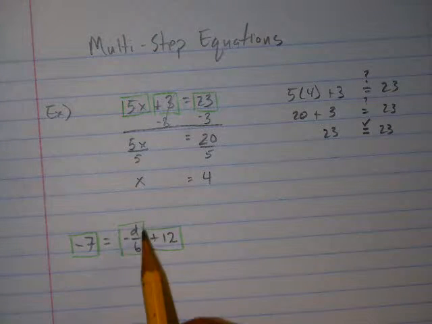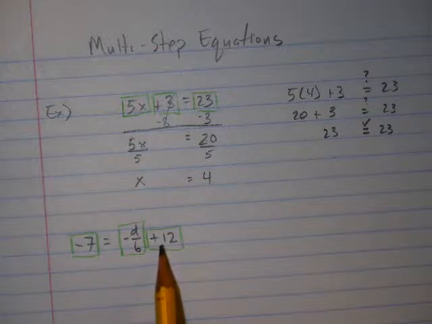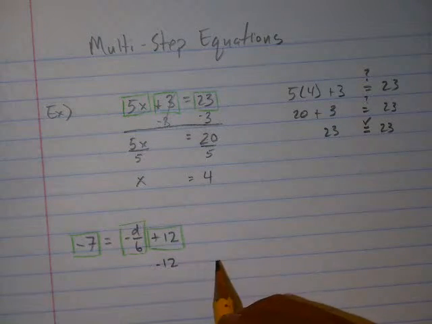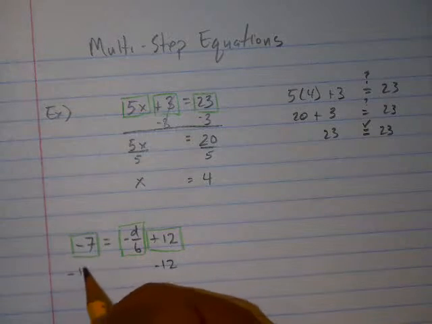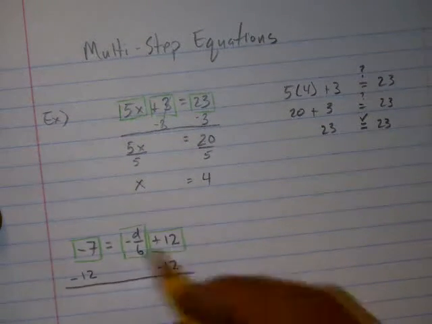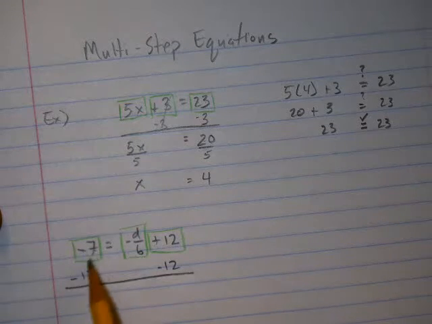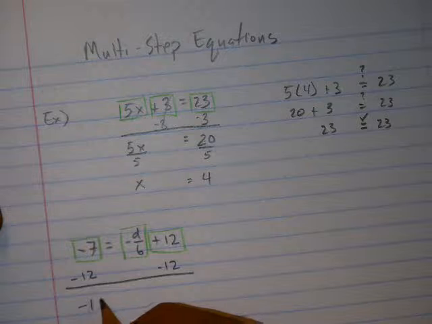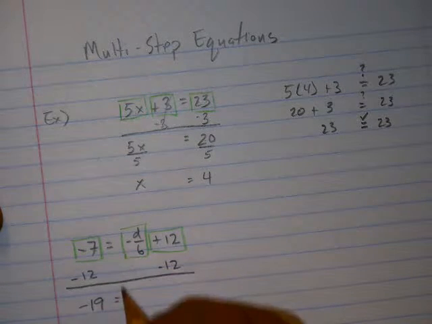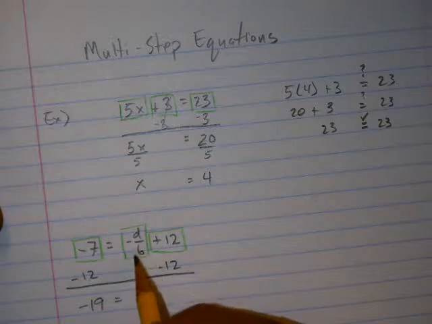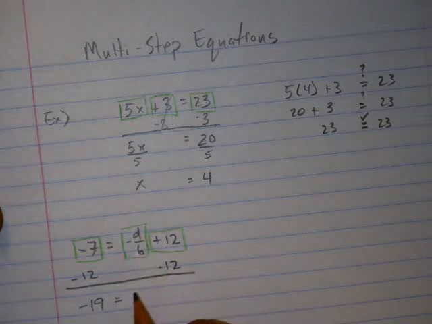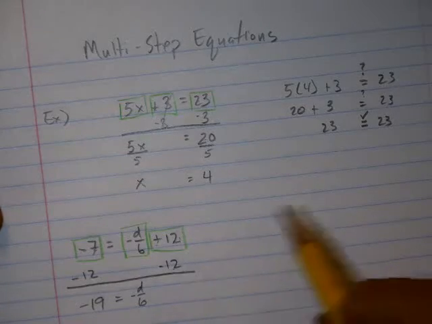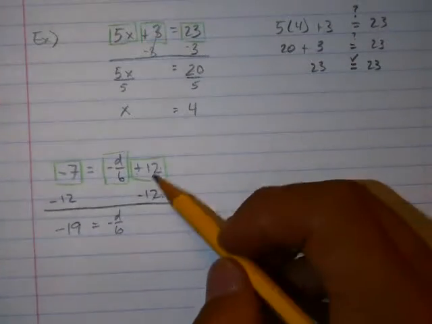Okay? Remember, we saved this piece for last, and we have to undo this positive 12 first. So we're going to subtract 12. Whatever we do on the right side, we must also do on the left side. I'm going to draw my line, and now I'm going to be working horizontally. Negative 7 subtracting 12, well, it's getting more negative. So that is negative 19. We're going to line up our equals here, and then there's nothing underneath this negative d divided by 6, so I'm just going to carry it down, and this positive 12 and the negative 12 cancel each other out.